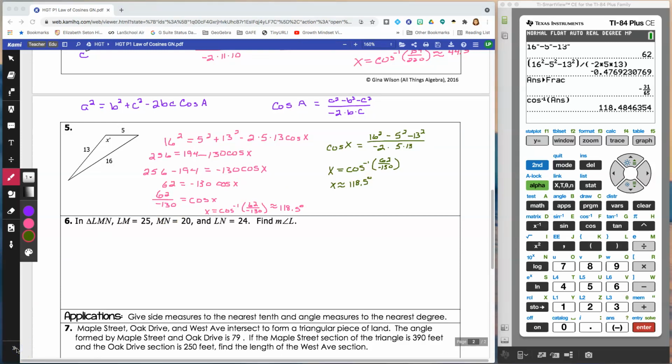And after you've done that, I hope you'll go and watch the next video where I'm going to do example 6, where this time they didn't give us the image of a triangle, but they are still giving us 3 sides, so we're still going to use the law of cosines again.